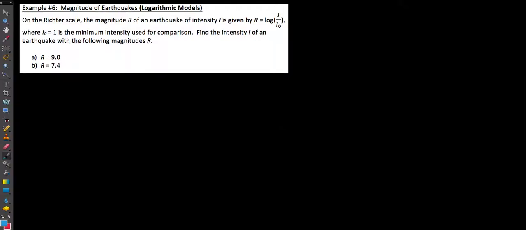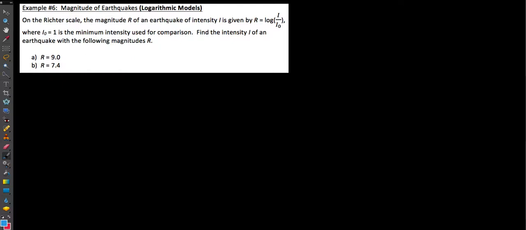Alright guys, in this video we're going to take a look at a logarithmic model. It's less about what this model is doing for us, even though it's a really cool application of logarithmic models, and more about saying, now that we've seen a logarithmic model, how does this relate to exponential models, and how are they the same and different in how we solve them?